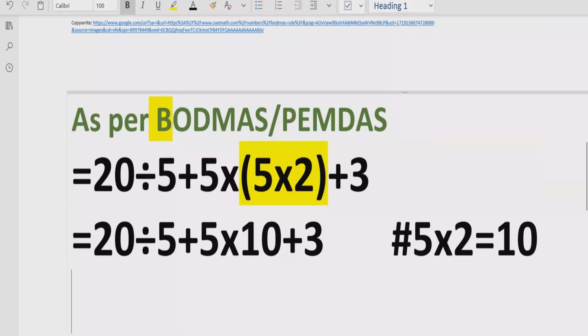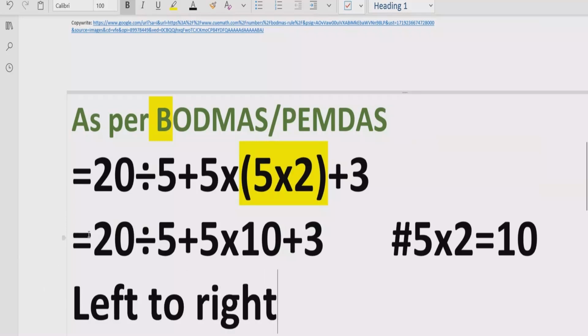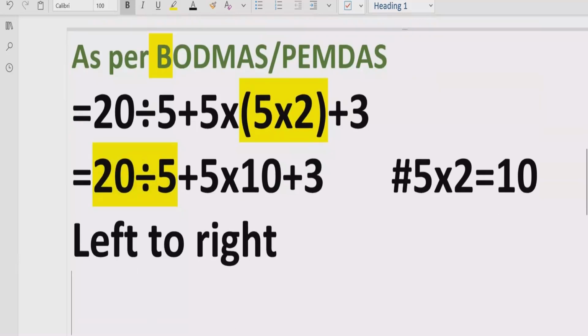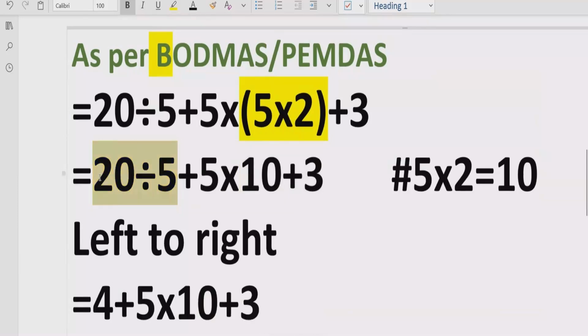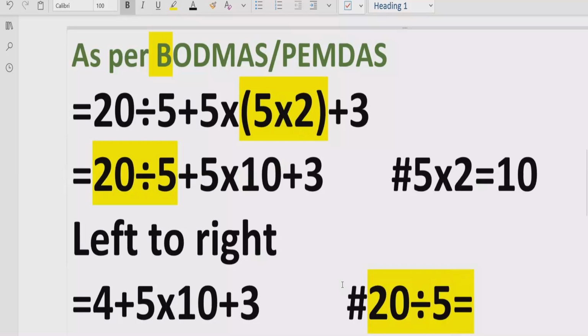So now I'm going left to right, step number 3. First of all, we have to solve division and multiplication. First we encounter a division. So 20 divided by 5 equals 4, and other parts I'm writing as it is. And here I'm giving the reference: 20 divided by 5 equals 4.